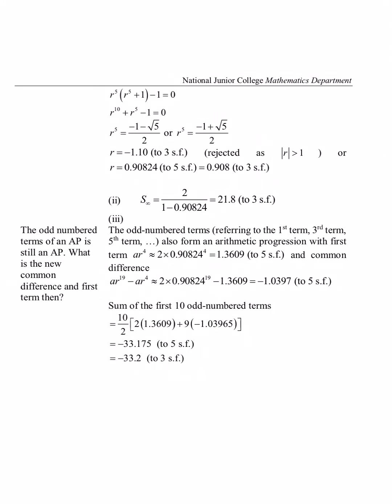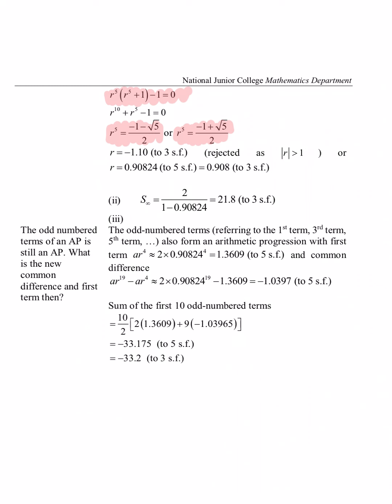As a result, we obtain R^5 times (R^5 plus 1) minus 1 is equal to 0. So we expand this out and we use the quadratic formula to obtain R to the power of 5. We have 2 possible solutions for R to the power of 5. This will give us 2 answers: R is negative 1.1 or R is equal to 0.9.